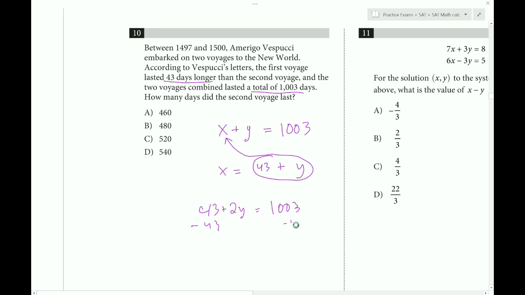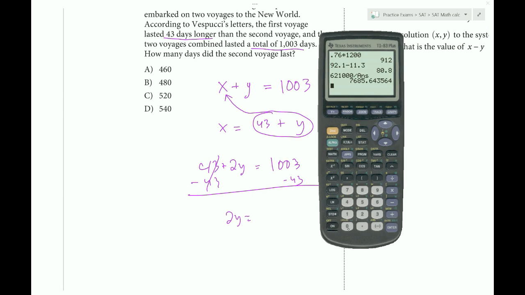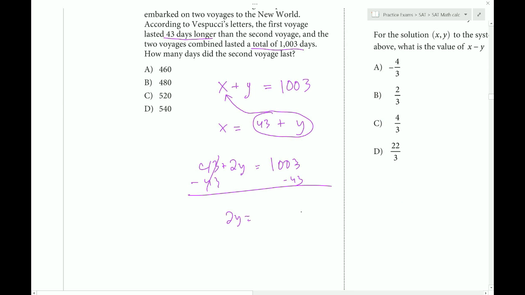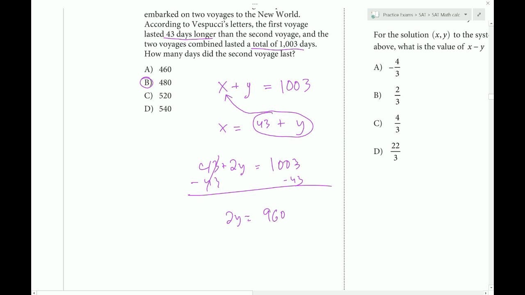Subtract 43. Okay, and we get 2y equals 1,003 minus 43, 960, and then we're going to have to divide that by 2, right? Divided by 2, 480. Now that's for y, right, which is the second voyage. And that's what we want. Good. Okay.